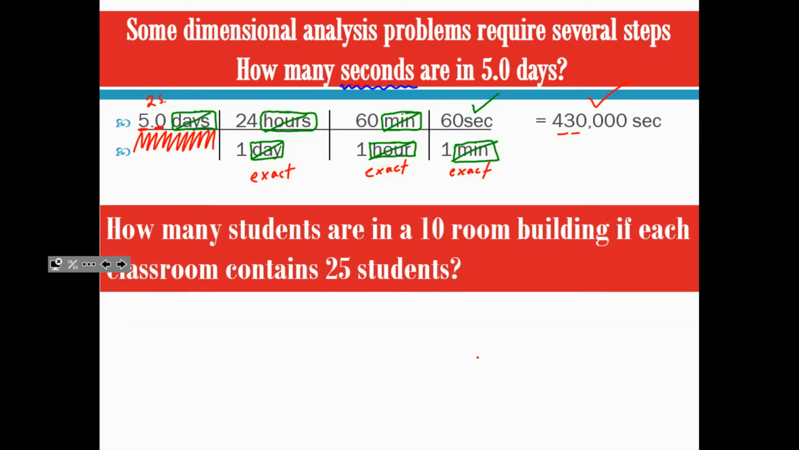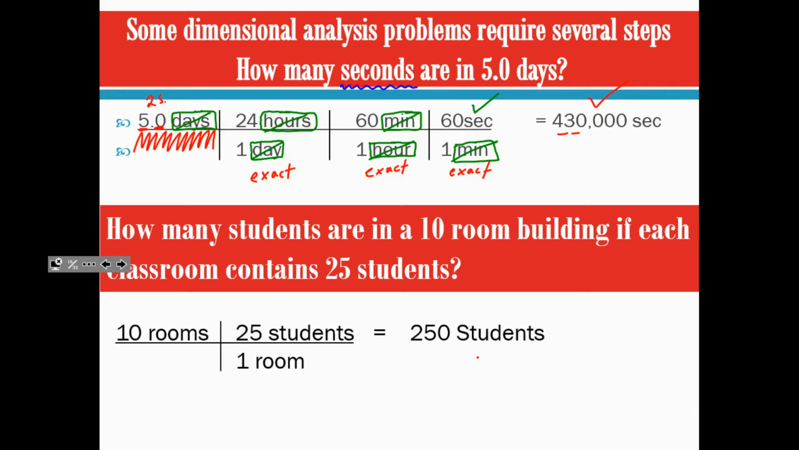One more example here in this video. How many students are in a 10-room building if each classroom contains 25 students? Well, I'm going to start with 10 rooms. The conversion factor was given in the problem. Each room contains 25 students. One room equals 25 students. So I pulled the conversion factor from the problem. Nothing on the bottom. It's not a double unit conversion. I need rooms to cancel so that I can go into students.